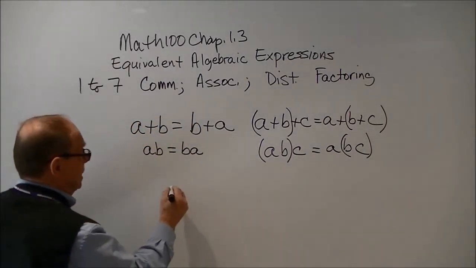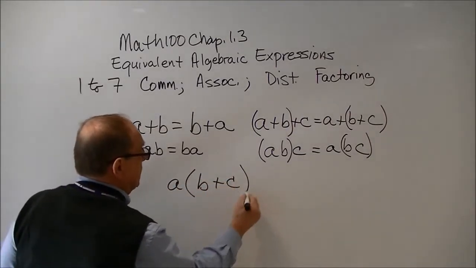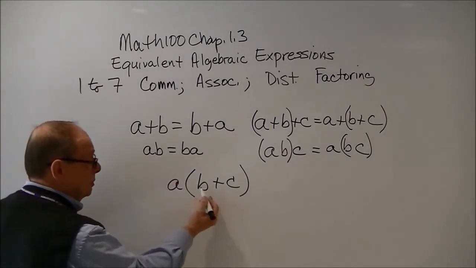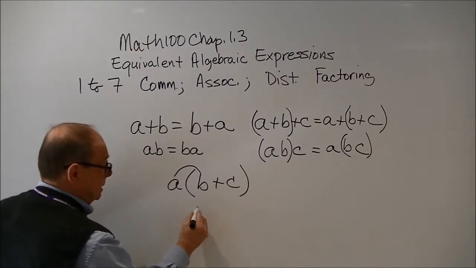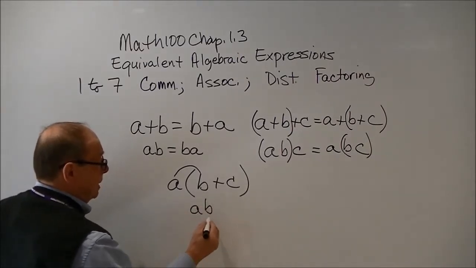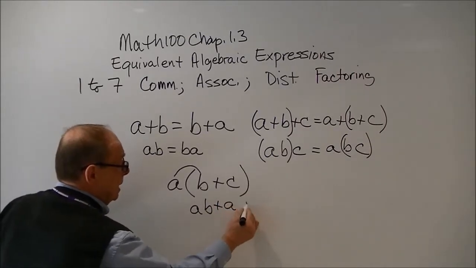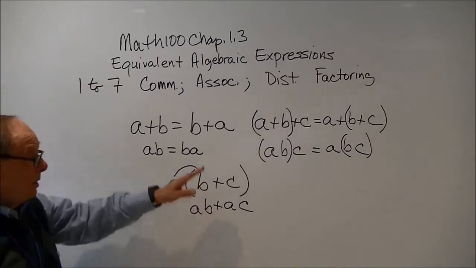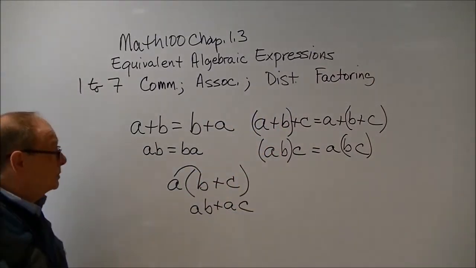And the distributive is A times B plus C. And we are distributing through multiplication. A times B is AB, plus A times C is AC. So this would be an example of the distributive principle or law as they're describing it in our book.